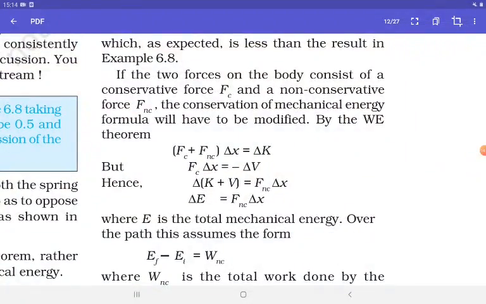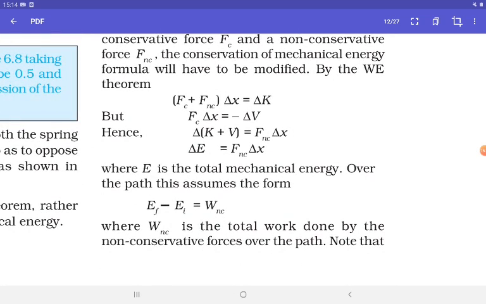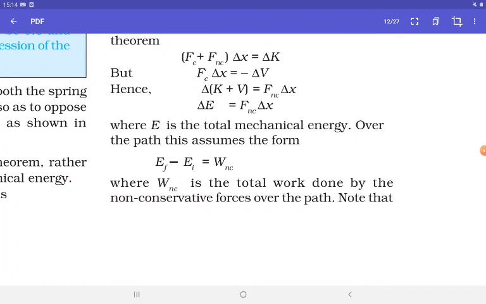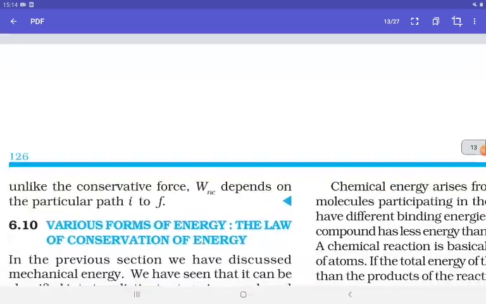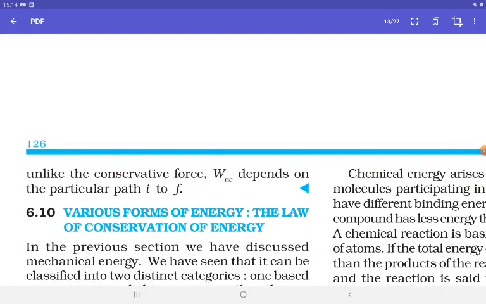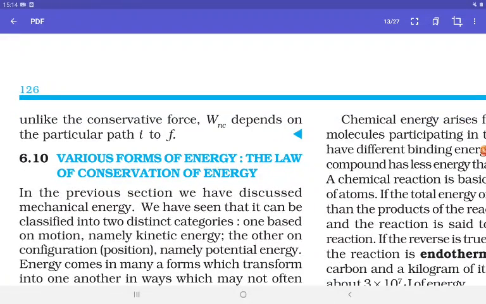If the two forces on the body consist of a conservative force Fc and a non-conservative force Fnc, the conservation of mechanical energy formula will have to be modified by the work-energy theorem. (Fc plus Fnc) delta x is equal to delta K. Therefore delta E is equal to Fnc delta x, where E is the total mechanical energy over the path. This assumes the form Ef minus Ei is equal to Wnc, where Wnc is the total work done by the non-conservative forces over the path. Note that unlike the conservative forces, Wnc depends on the particular path from i to f.